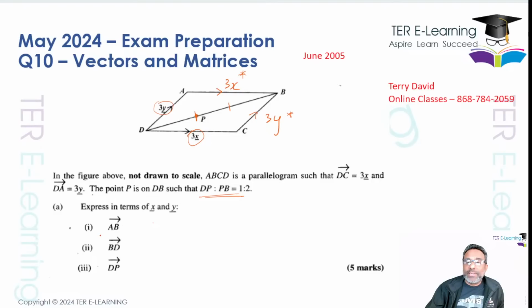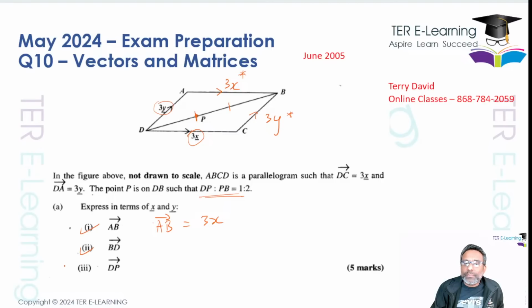So let's start. If I want to get the vector AB, my vector equation is going to be this. AB, according to the diagram, we don't need to do anything. AB is actually simply going to be 3x. That's the answer for this one here.